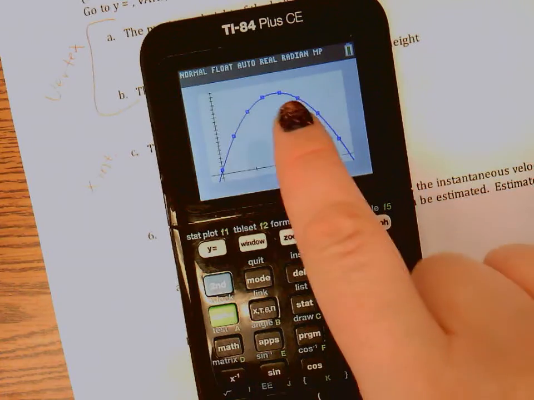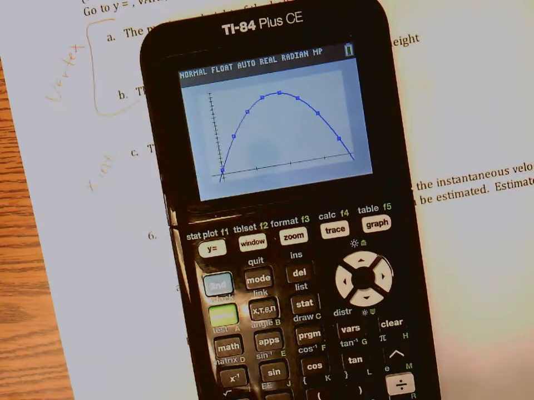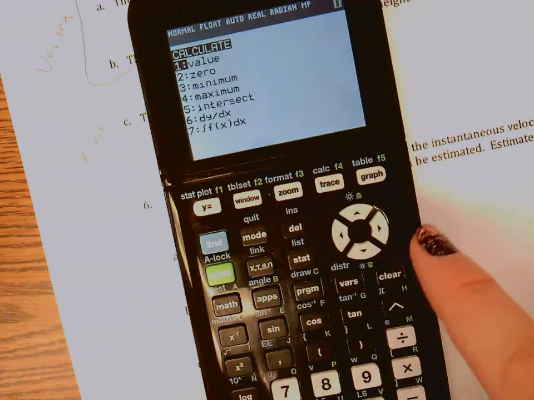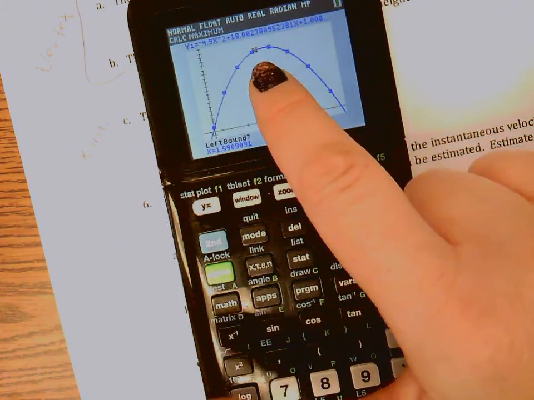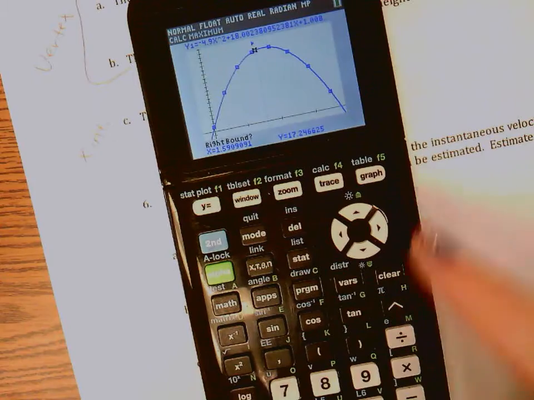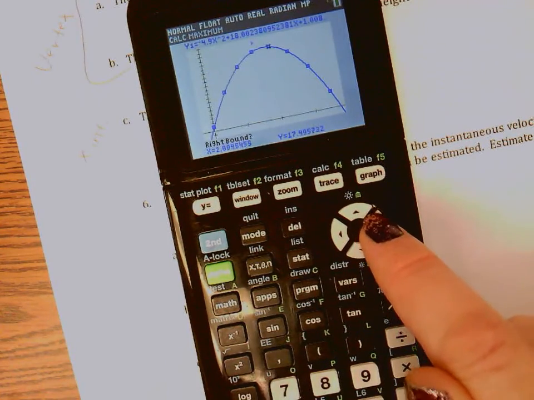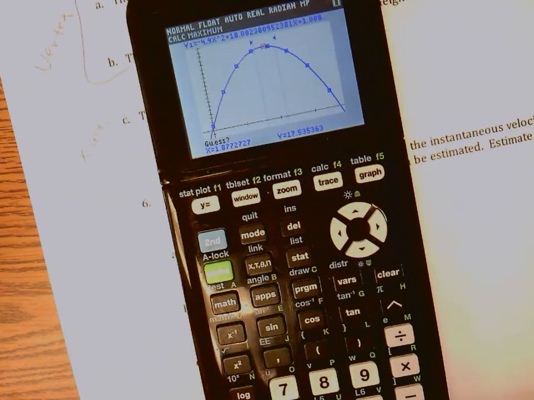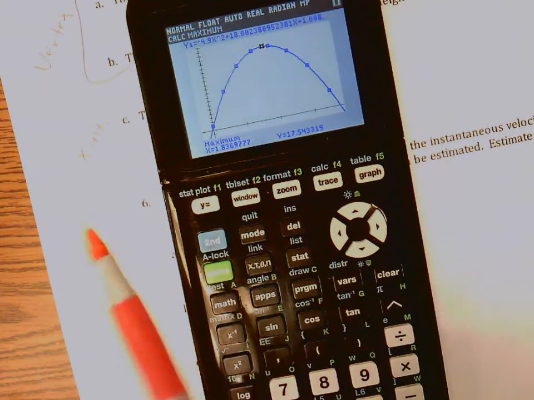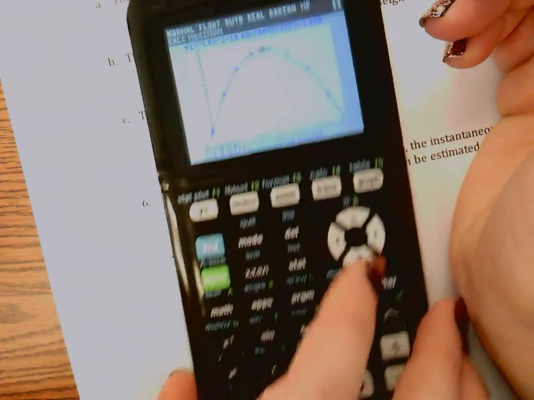I'm going to calculate the vertex of that quadratic. So that would be under second, calculate, maximum. I want to make sure that my cursor is to the left of the maximum, hit enter. Now I want to make sure I'm to the right of the maximum, hit enter, and then take a guess where you think the maximum is and hit enter. So it's telling me the maximum is at 1.84.